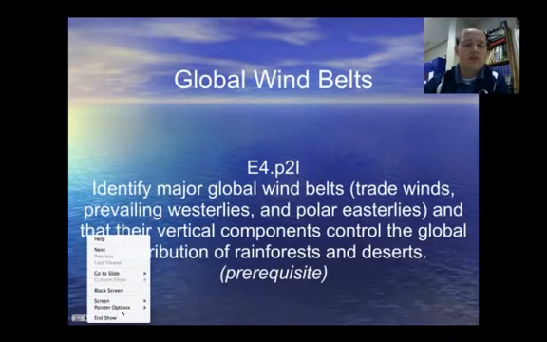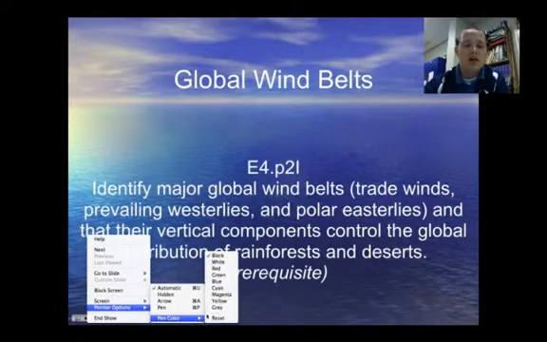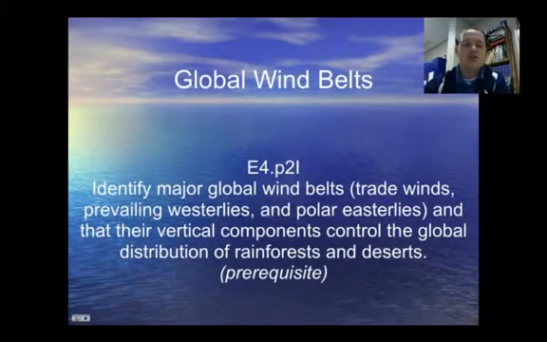I've already talked about the actual objective, and again I'll just reiterate it in case you missed it. Our primary focus for today is going to be the major global wind belts. All the other objectives, about the vertical components and the global distribution of rainforests and deserts, will be covered in the coming videos.